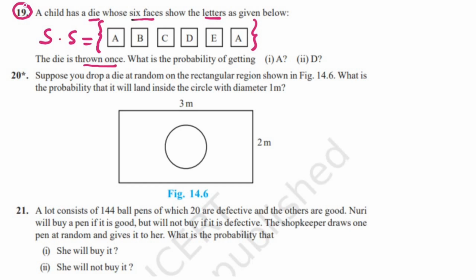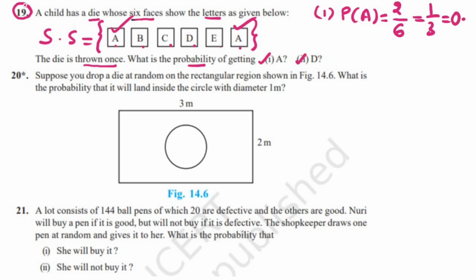The dice is thrown only once. What is the probability of getting, in bit 1, an A and then, in bit 2, a D? So let's answer the first one. Probability of getting a letter A is how many times A has shown up. So there are 2 outcomes out of 1, 2, 3, 4, 5, 6. So 2 is the favorable outcomes out of the 6 total outcomes, which is 1/3, a non-terminating and recurring decimal, 0.3.